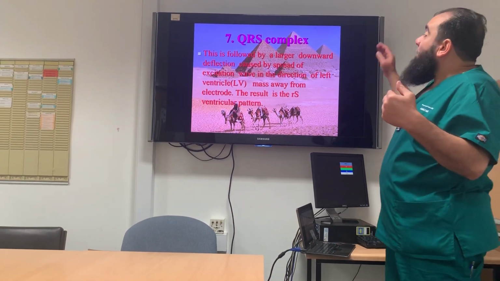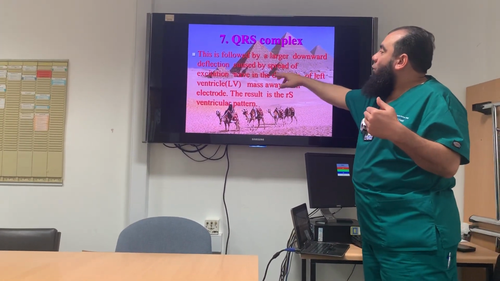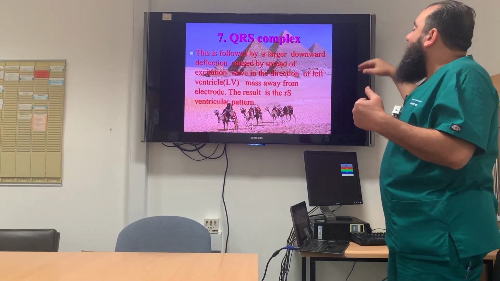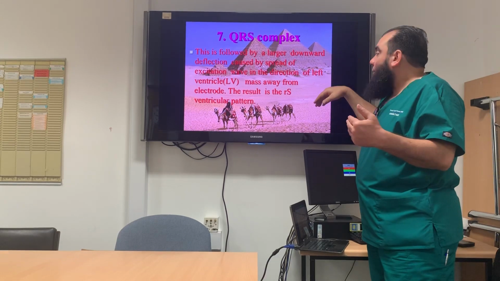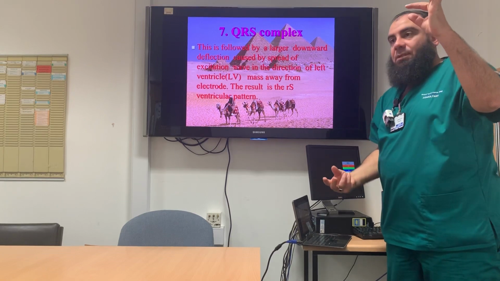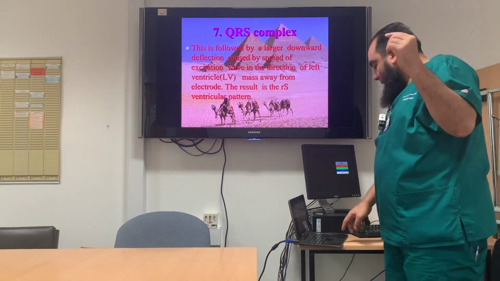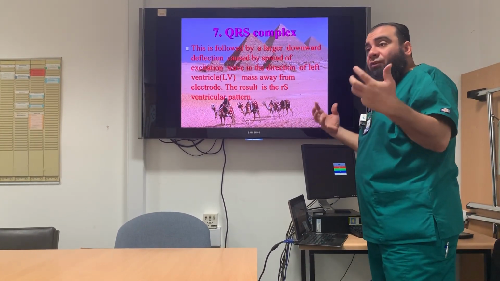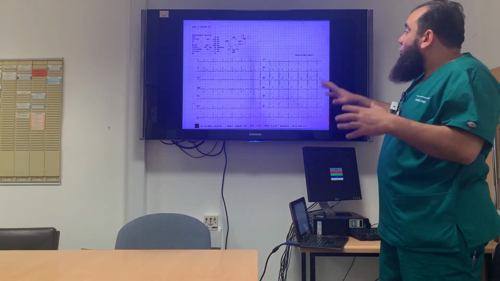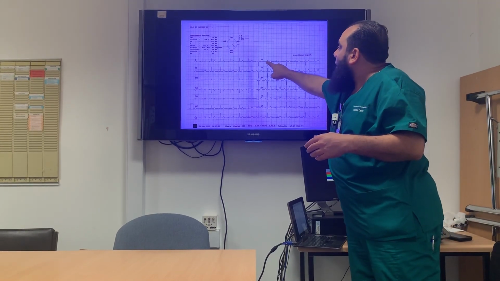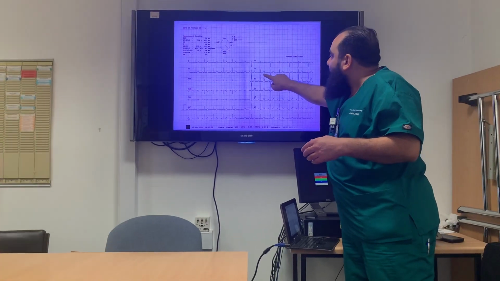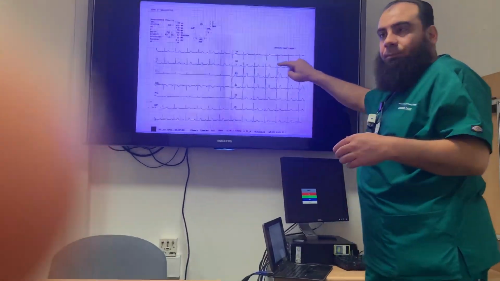This is followed by a larger downward deflection caused by the spread of the excitation wave in the direction of the left ventricle, away from the electrodes, as I explained earlier. The result is an rS ventricular pattern. So a small r and a deep S is a normal finding. This is how you can understand why V1 and V2 look this way: small r, big S, then a little bigger r but small again, and a bigger S. Okay?